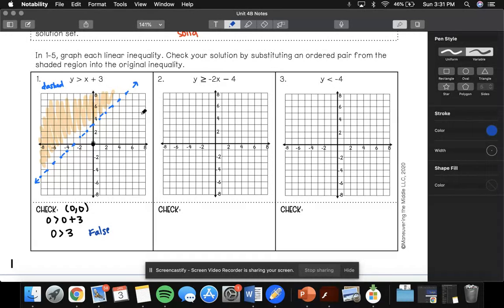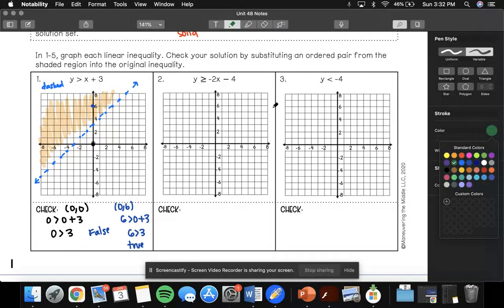So all of these ordered pairs in the unshaded region, if we were to plug them in, should not make sense, which means that all of these ordered pairs in the shaded region, if we were to plug them in, should make sense. You could check this point right here, 0, 6. Y is greater than x plus 3. 6 is greater than 3, which is a true statement. So all of these ordered pairs should also make sense for this inequality.